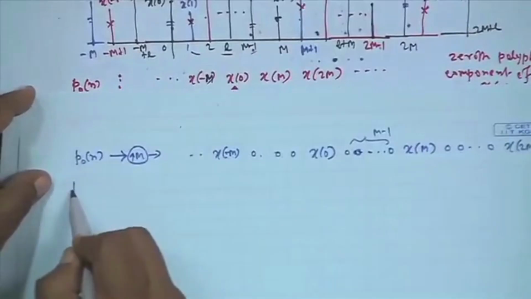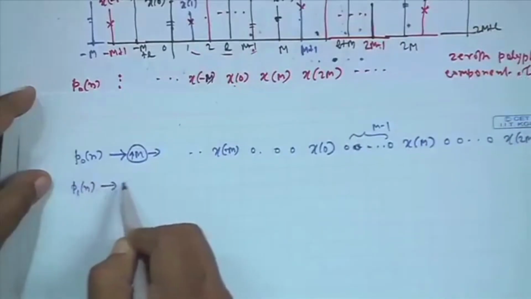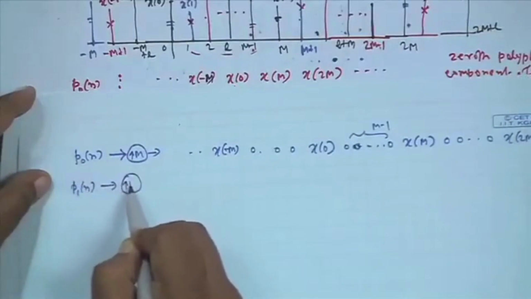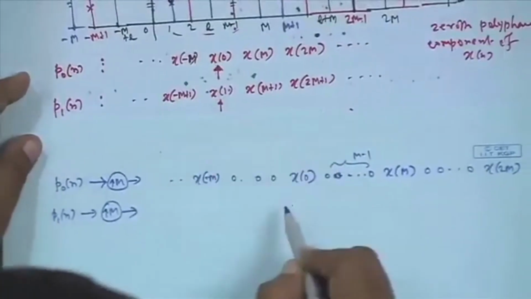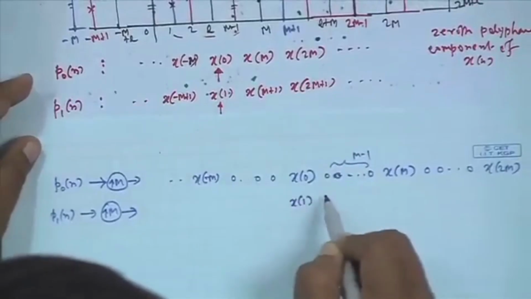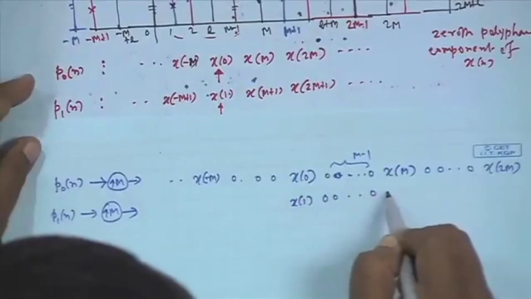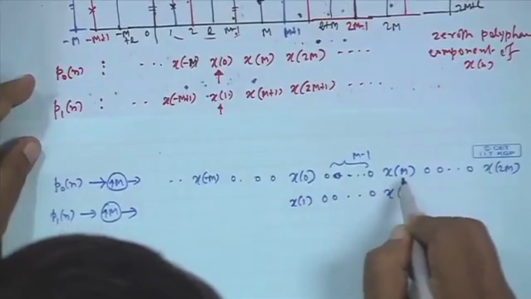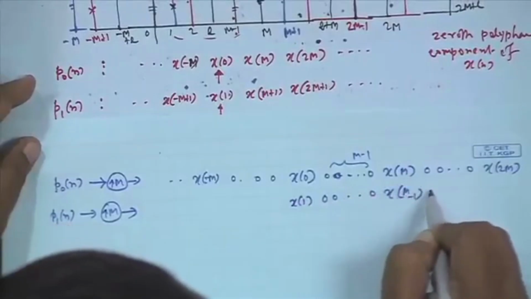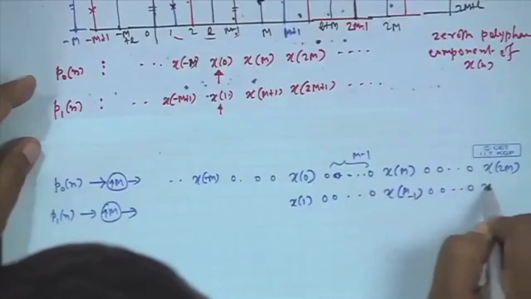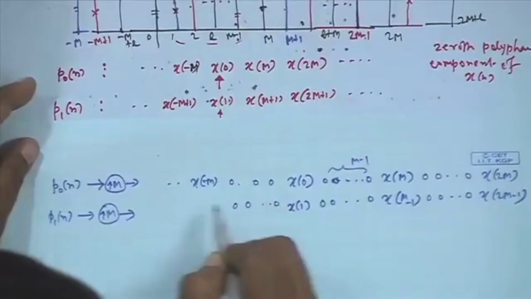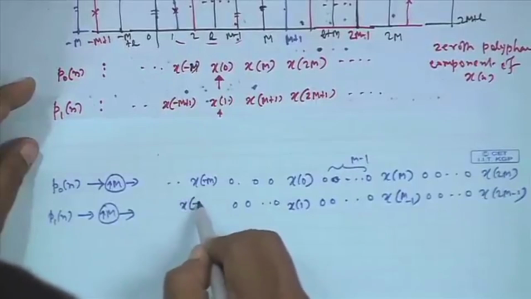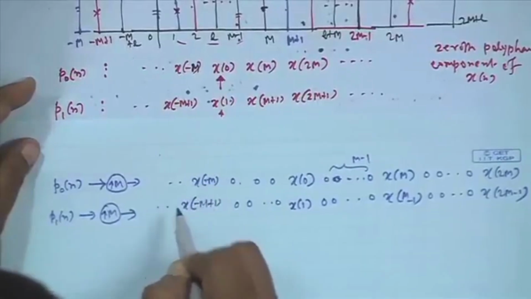Then again, suppose P1 n, this also I expand. What will I get? X1 as it is, then zeros, then x m minus 1, x 2m minus 1, x minus m plus 1 dot dot dot dot.